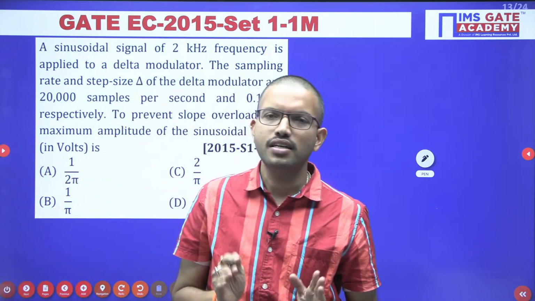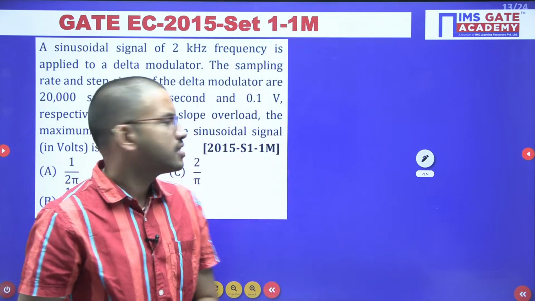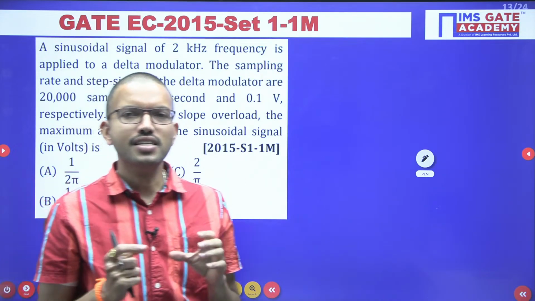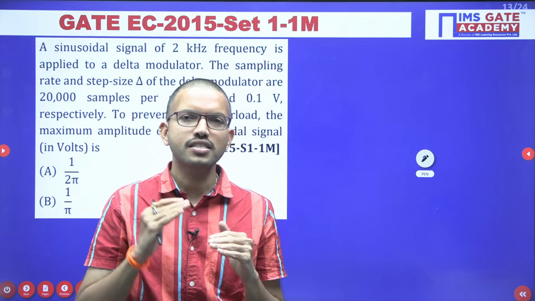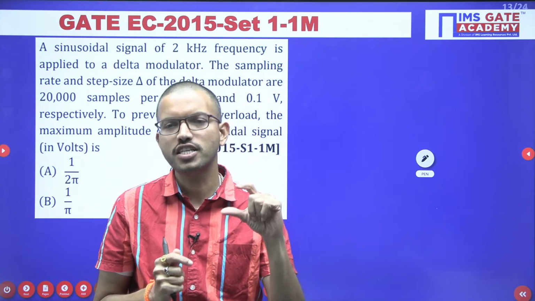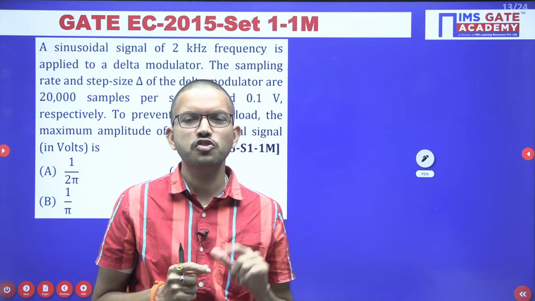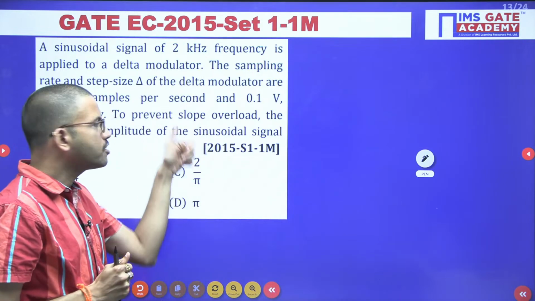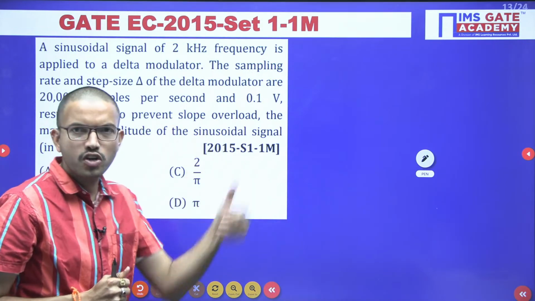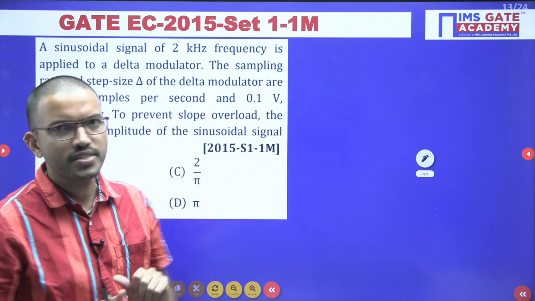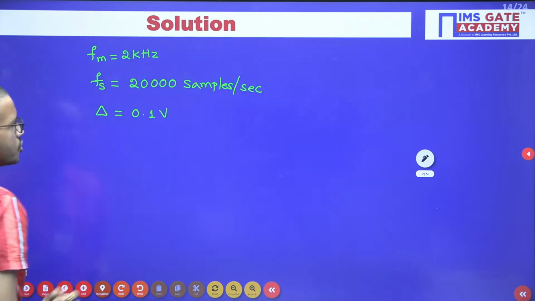So in general, when you are using delta modulator, slope overload distortion occurs when you are supposed to consider more step size, but you are considering a very small step size. Because of this you are getting slope overload distortion. Now the question is to prevent slope overload. That means you have to increase the step size.